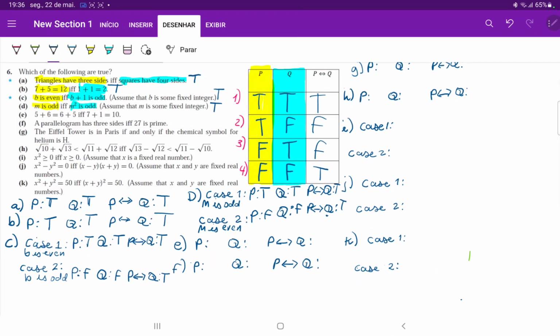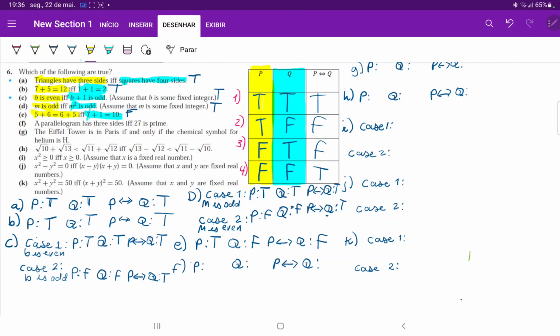Okay, now let's do E. So for E, we have P: 5 plus 6 is equal to 6 plus 5, right? So very clearly true. What about Q? Q: 7 plus 1 is equal to 10. Well, that is clearly false because it's equal to 8. So Q is false. And therefore, we are in the scenario of line 2, true and false. And the biconditional is false in this case, right? So we're going to put a false.